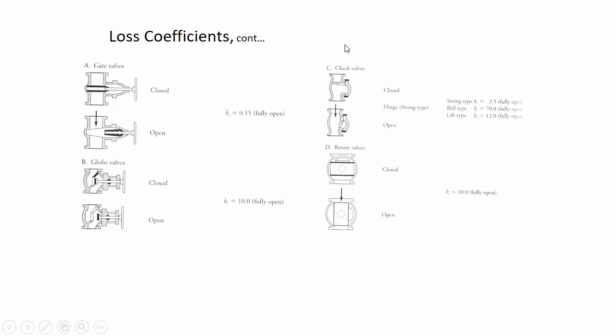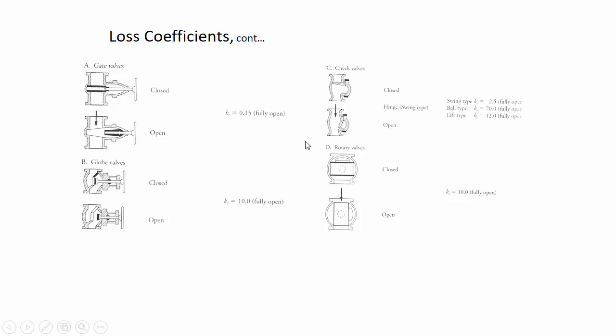A check valve only allows one directional flow, and it's becoming increasingly common for people to put a check valve, a one-way flow valve, on the water that leaves their house going towards the sewer, so that if there's a really rainy day and the combined sewer is beginning to fill up with rainwater, then the wastewater wouldn't back up towards your home. It would just force itself closed. And even when the check valve is all the way open, a swing type check valve is going to have a K value of 2.5.